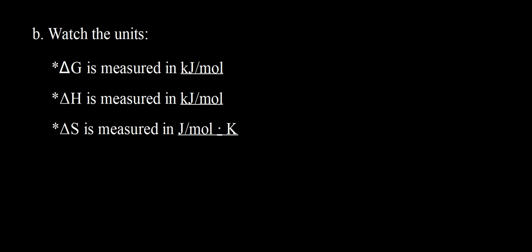Delta G is often measured in kilojoules per mole. Delta H is in kilojoules per mole. But delta S is in joules per mole Kelvin. And so what we're going to see is that when we plug in a value for delta S into the equation to solve for delta G, we need to take that value and convert it to kilojoules per mole Kelvin. The book gives it in joules per mole Kelvin, so just be careful with that.